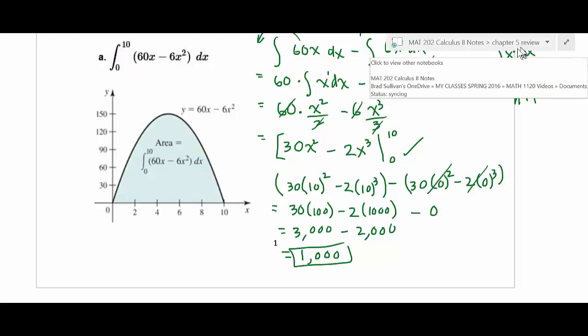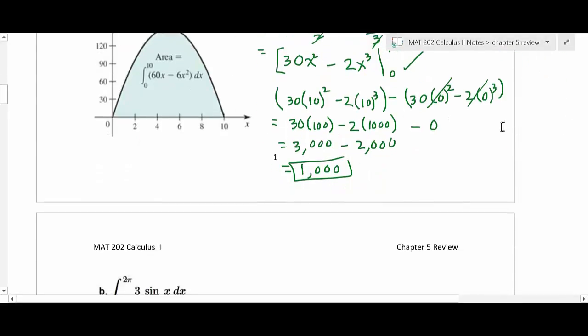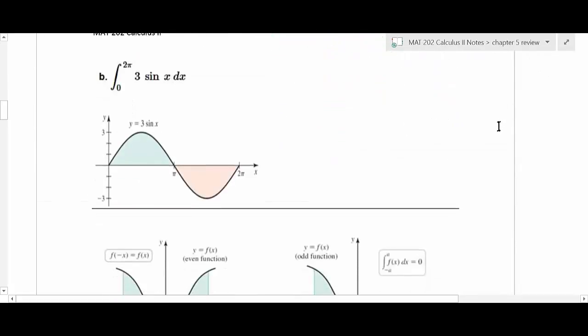Okay, how's that problem look to everybody as just kind of a review? That's a pretty basic one. Now I'm going to go on and do one with a trig function. I'm going to go ahead and work this one out mechanically.